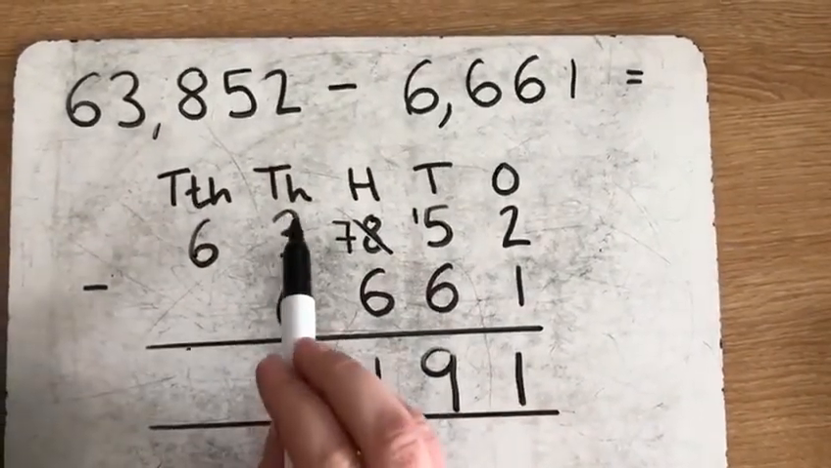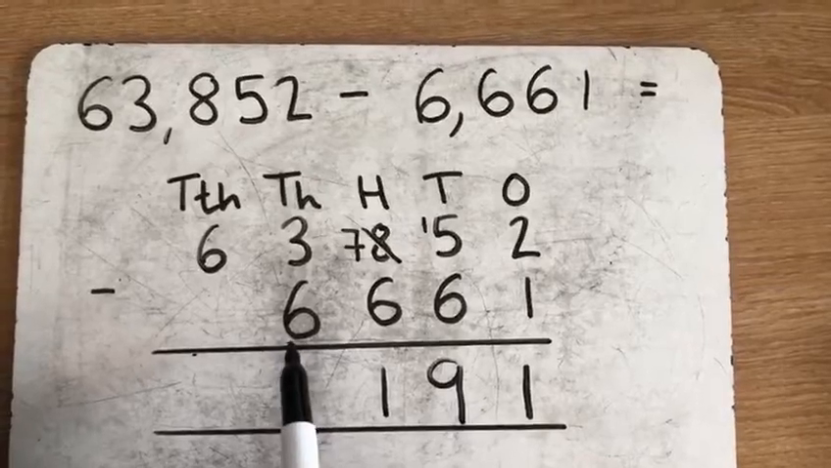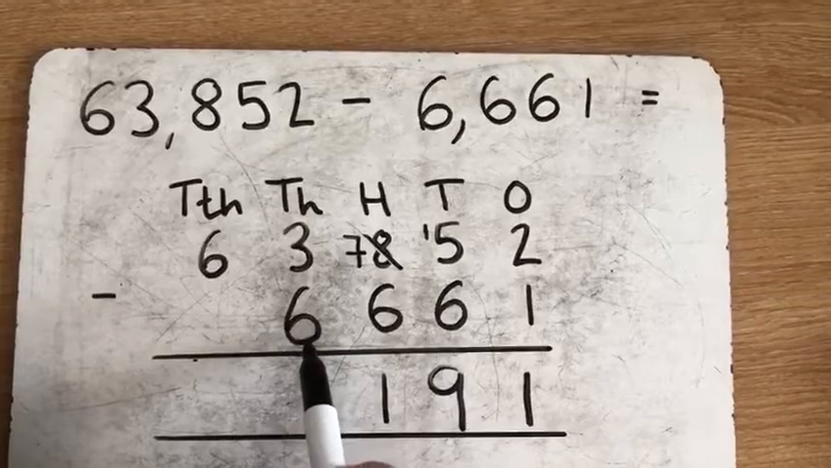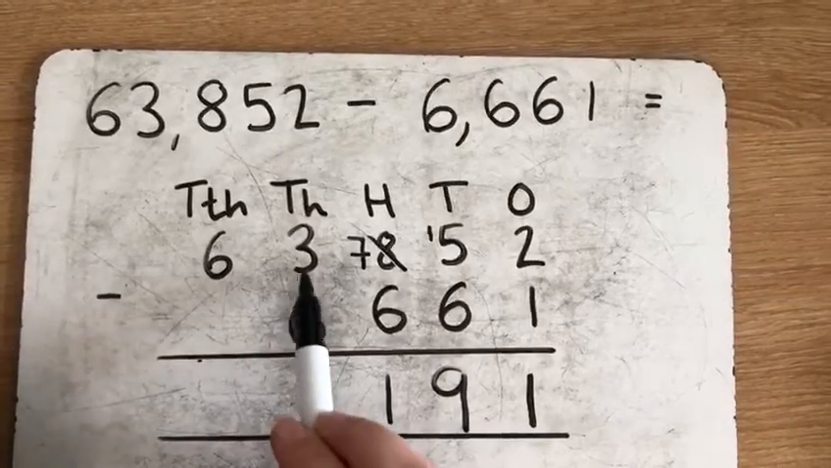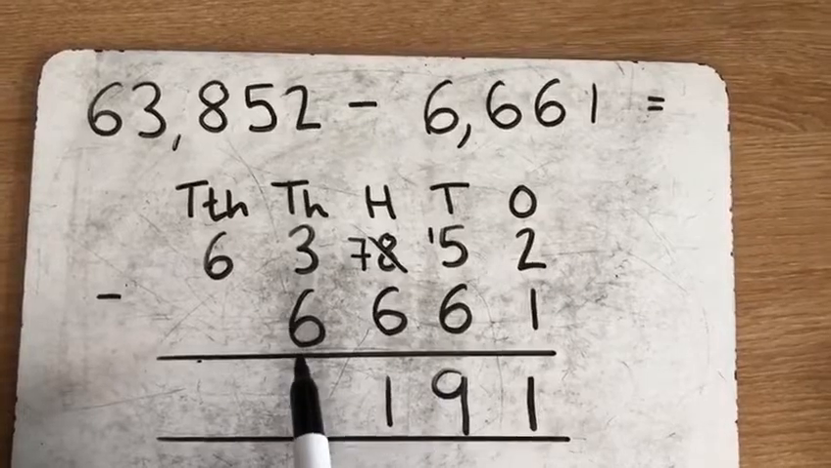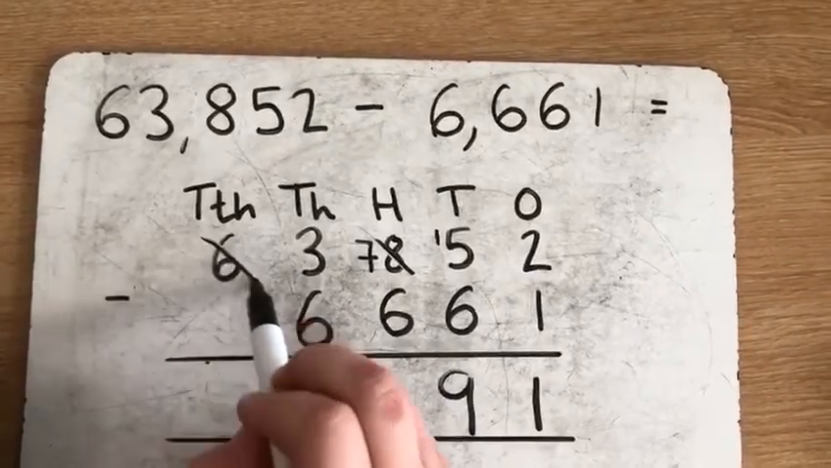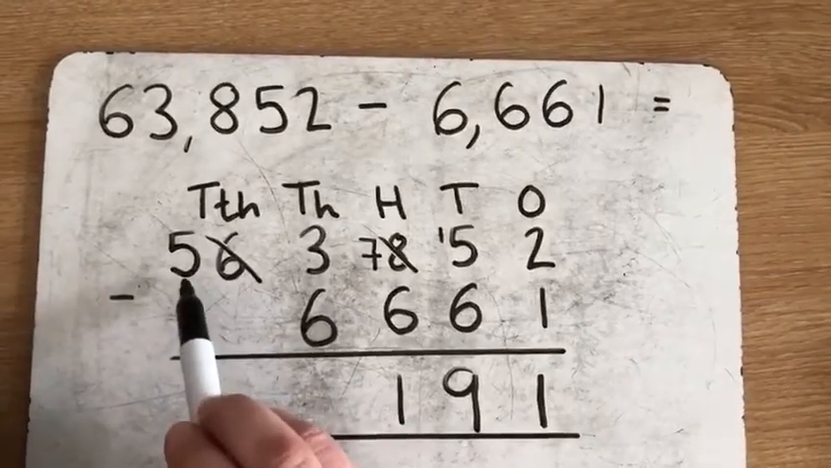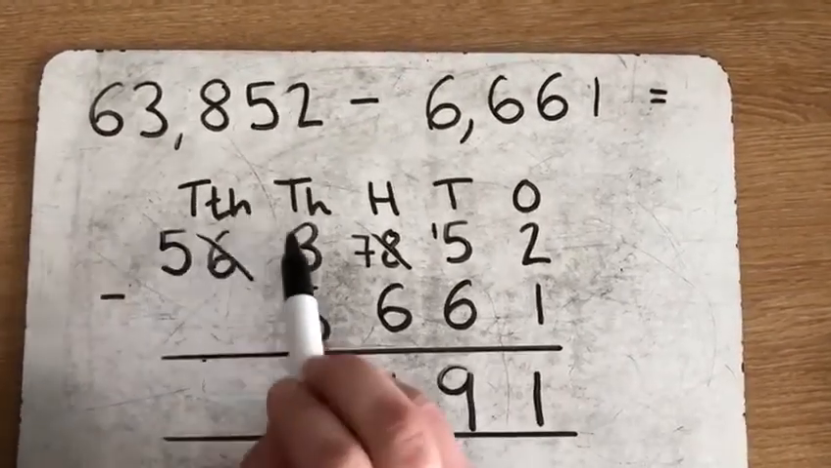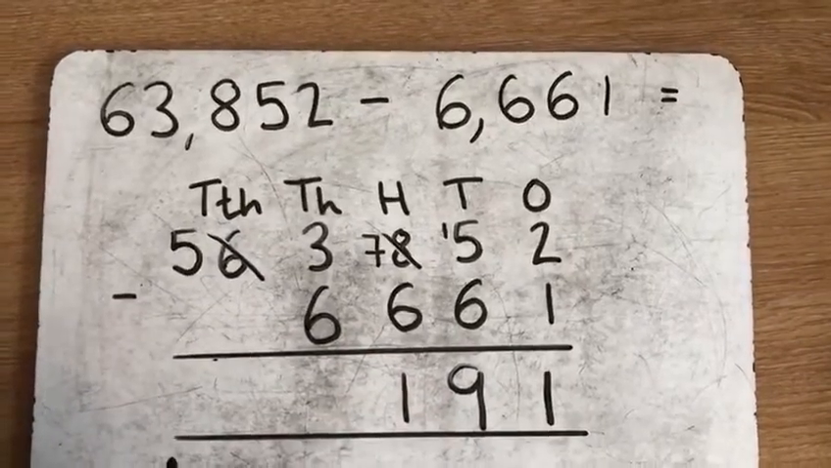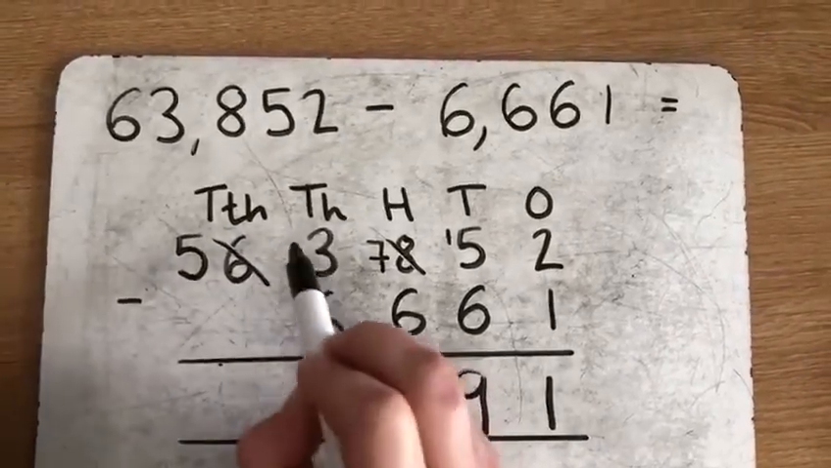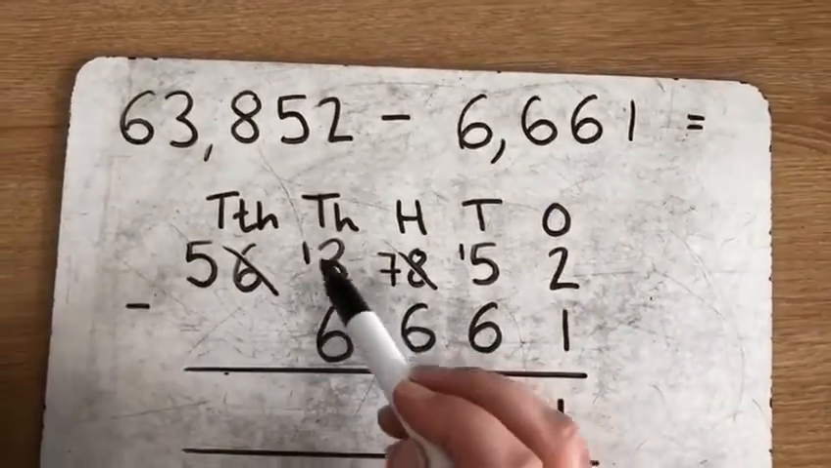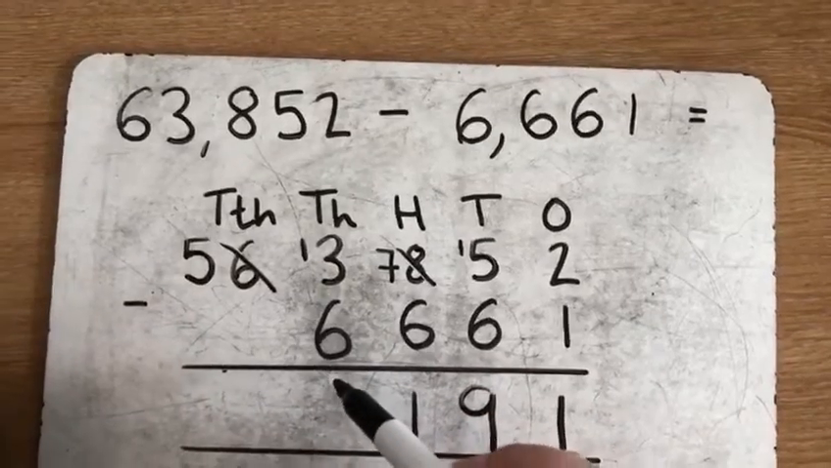Then I move on to my thousands. Again, the digit in the thousands column of my subtrahend, the number I'm taking away, is bigger than the minuend's. So I need to borrow again. So I'm going to borrow from the 10,000s. This now becomes 5. It's really important that we change this number before we start moving numbers into other columns so we don't forget. So I've now made this 5. My 10,000 can now go over here into my thousands column. So I've actually got 13,000 take away 6,000.